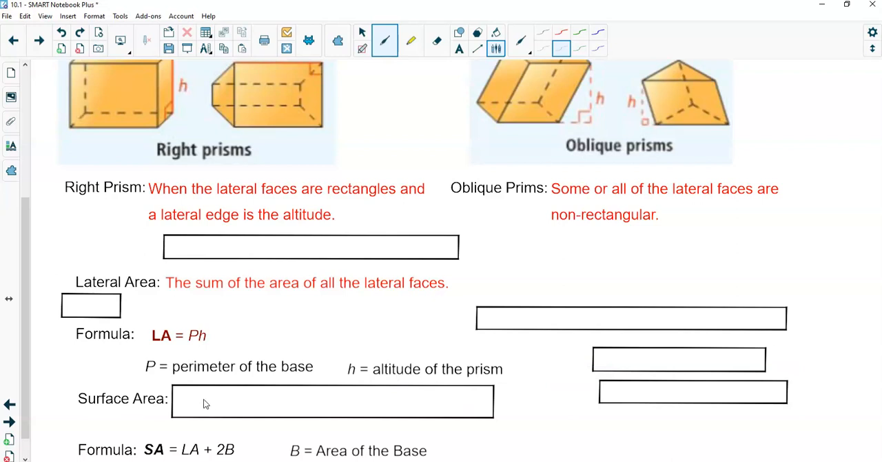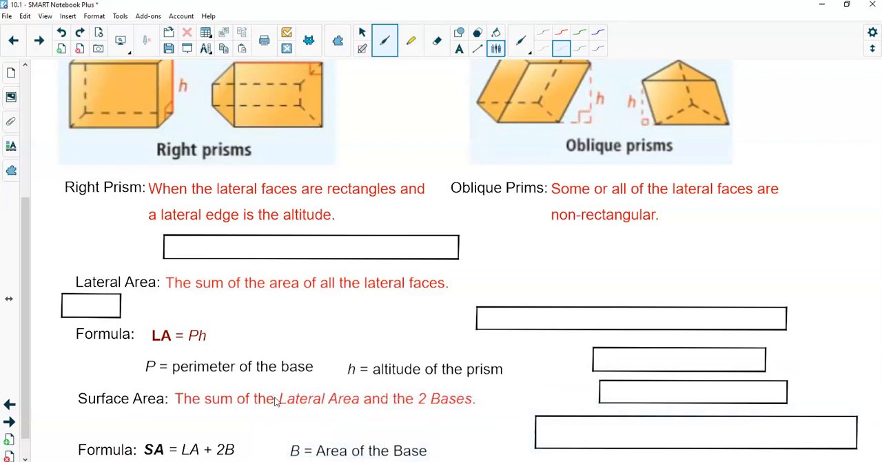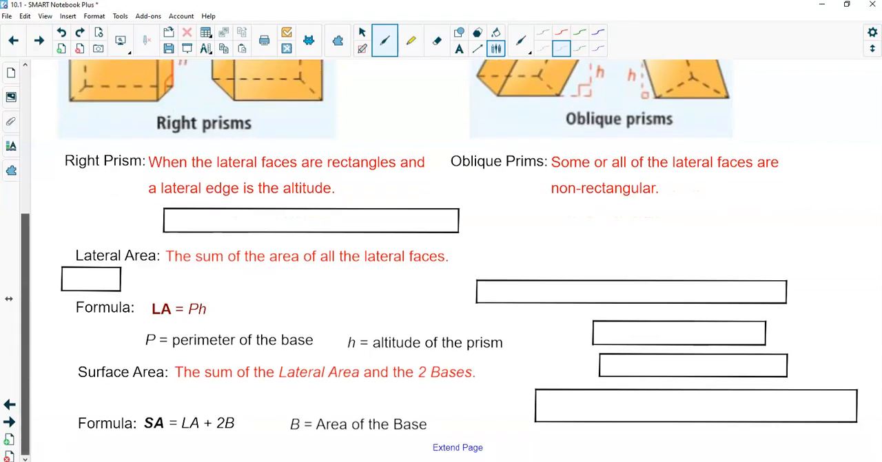The surface area, we're talking about the total surface area, is the sum of the lateral area and the area of the two bases put together. So here's the formula. The surface area equals the lateral area plus twice the area of the base, where big B stands for the area of the base. This is important because when you're looking at the formula chart, you need to know what those letters stand for.